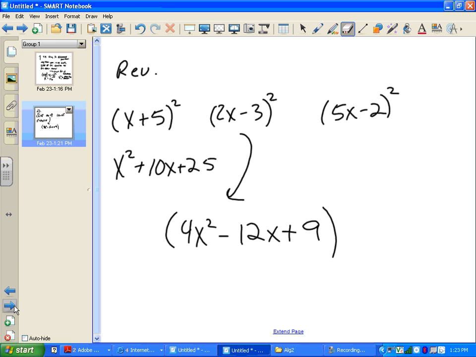Okay. Now let's try this one. I always do the ends first and then fill in the middle. So let's do the ends first here. 25x squared.